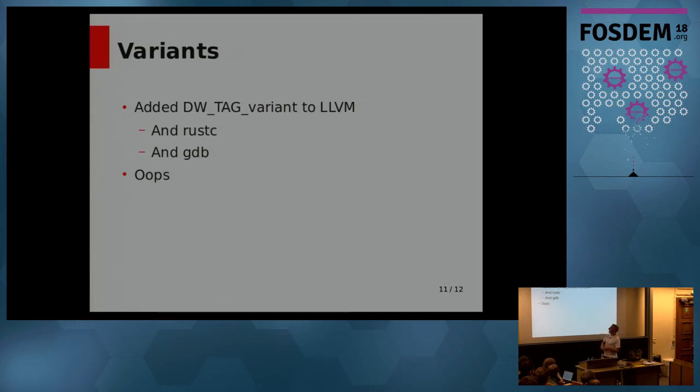So I found out there's this thing, DW_TAG_variant, and it looks perfect. According to DWARF, it was introduced for Pascal, and it represents the variant part of a record.